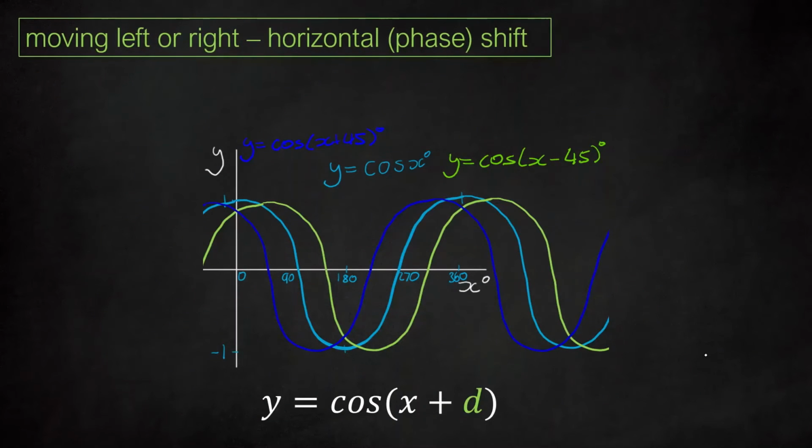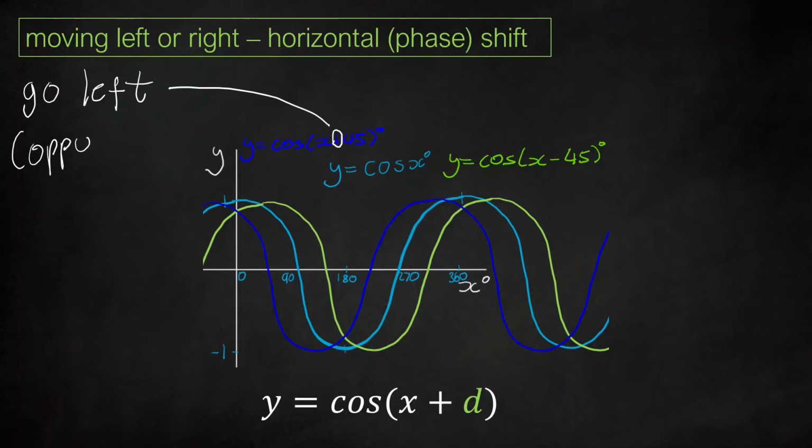Let's look at the horizontal phase shift in a bit more detail. We can see for the dark blue one, when d is positive, i.e. we've added on 45 degrees, this results in the graph going left, which is actually opposite to how you might think it would work.